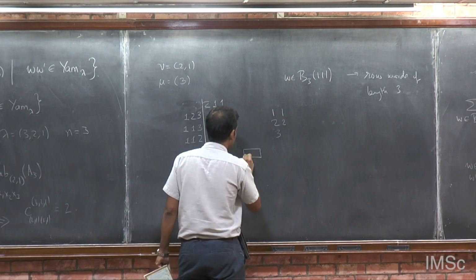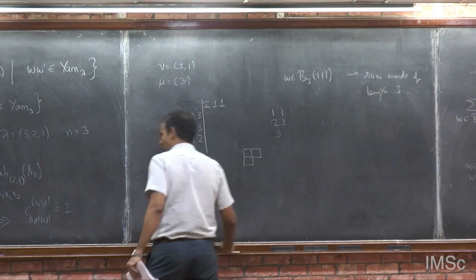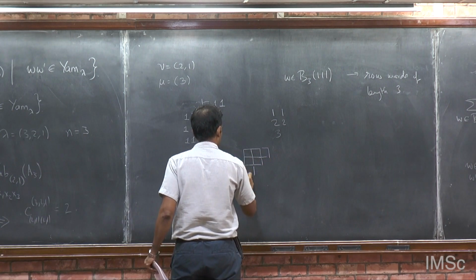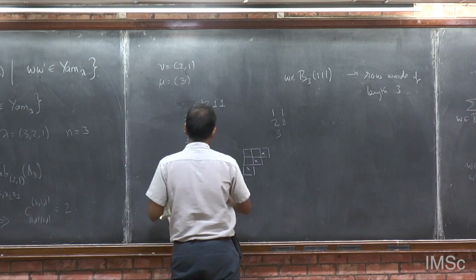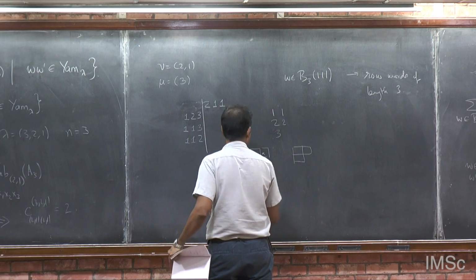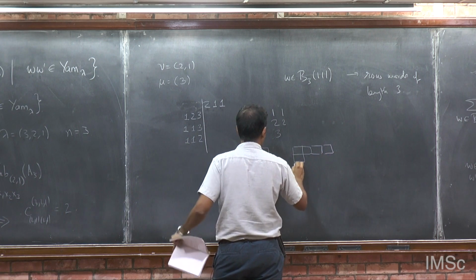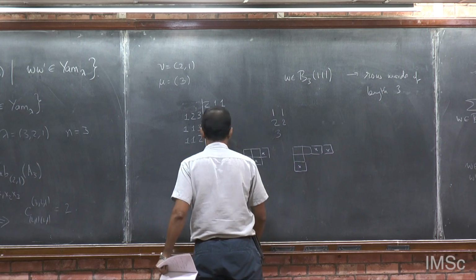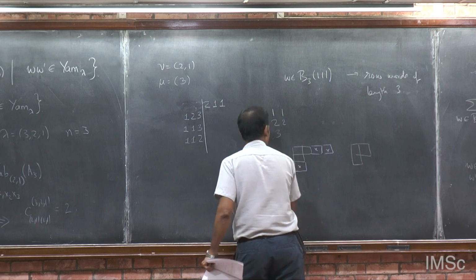So originally I had this thing, and now 2, 1, and now the weight of this is, I am adding one box to each. These are the 3 boxes I have added, 1, 2, 3 for this one. For the second one, I have 1, 1, 3. So I am adding 2 boxes to the first row, and I am adding 1 box to the third row. And for this one, I am adding 2 boxes to the first row, and I am adding 1 box to the second row.